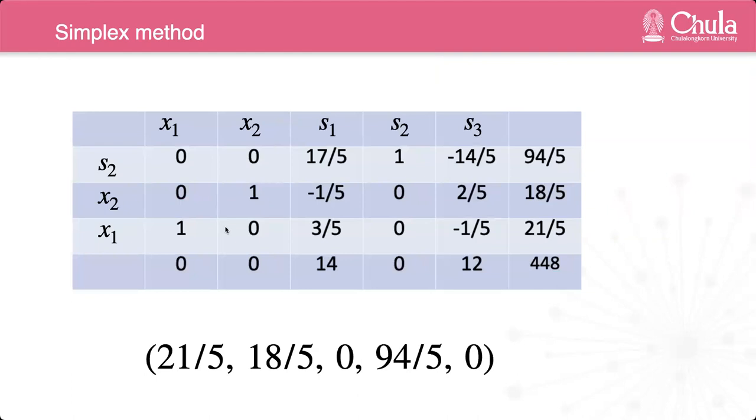You see that this is the minimum point because all the coefficients of the objective function are positive. Okay. What does it mean? If you introduce S1, the objective function will be increased. If you introduce S3, the objective function will be increased.